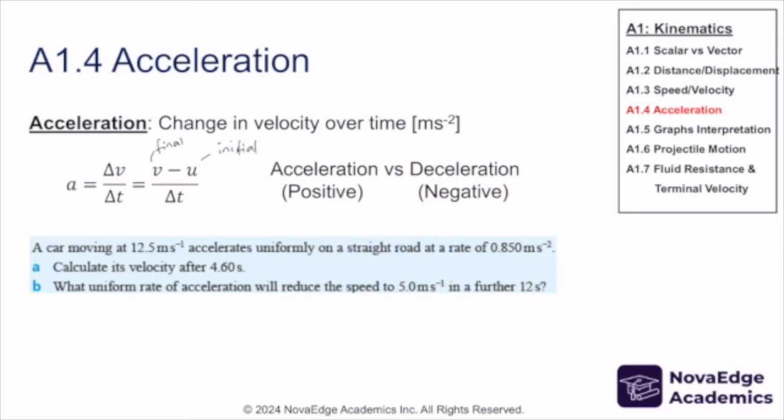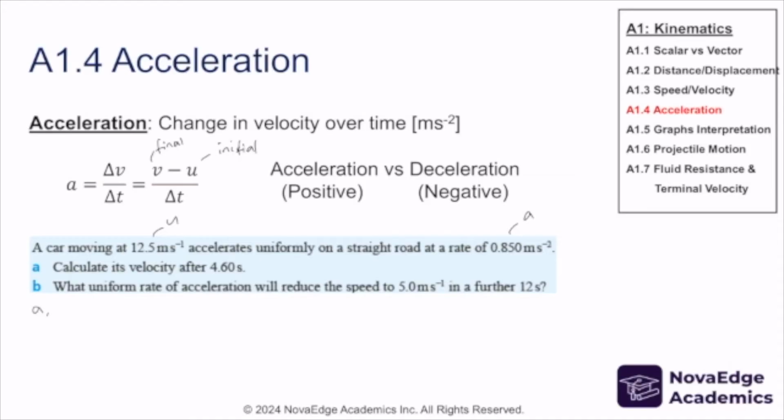So let's do a practice problem. Pause the video and try this on your own. And now I'm going to cover it. So part A. So the car is already moving at 12.5 meters per second, which means this is the u value. And this is the acceleration, 0.85.